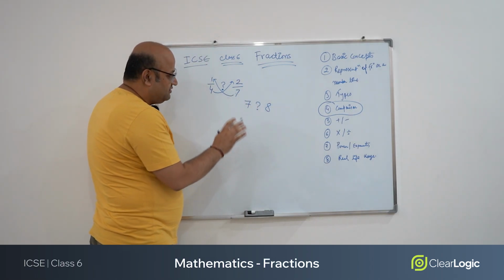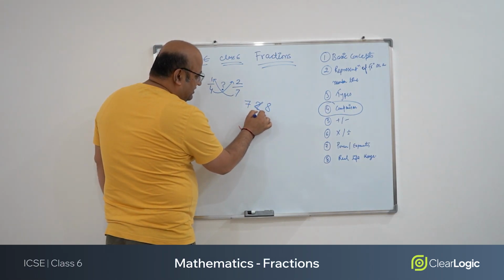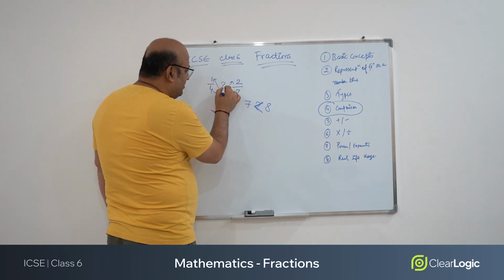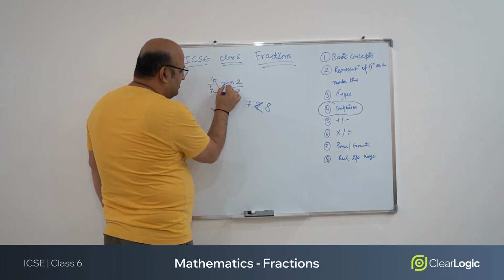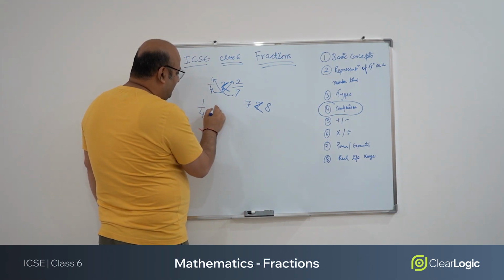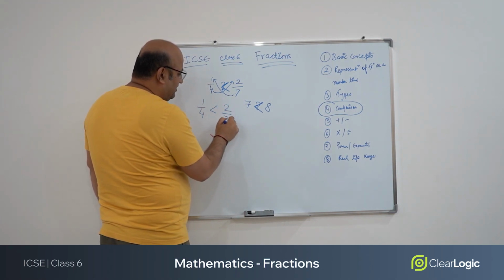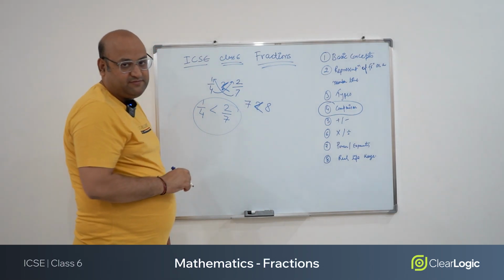So which one is greater? 8 is greater, right? 8 is greater and 7 is smaller. So here also the same sign will prevail and this will be greater. So 1 by 4 will be less than 2 by 7. I hope this is also clear.